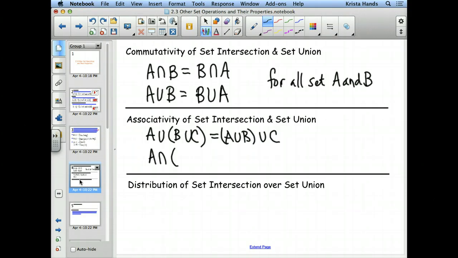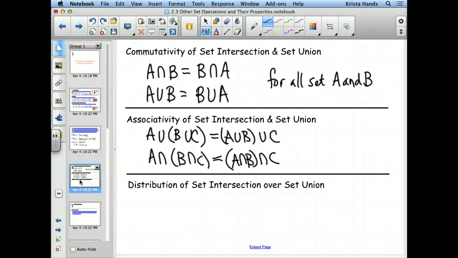If I do the intersection of B and C, and then intersect that with A, that'll be the same thing as doing the intersection of A and B, and then intersecting that afterwards with C. Again, the association doesn't matter, the grouping doesn't matter. I get the same group of people or sets or picture any way I do it.